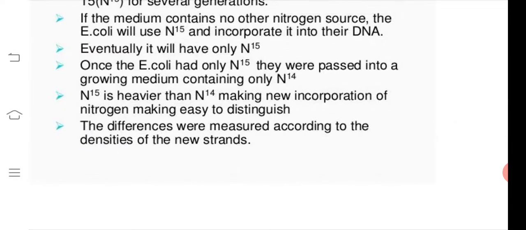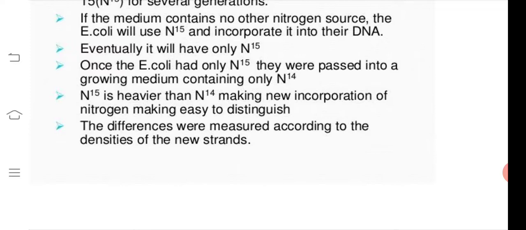Then, one E. coli is being taken. E. coli is Escherichia coli bacteria. That is taken and it is put onto another medium. That medium contains only N14. Okay, so this bacteria will undergo replication. Once it is undergoing replication, it is producing the daughter cell. Till that, is it clear?